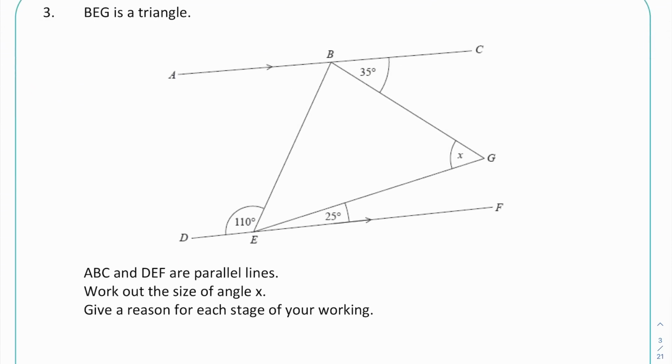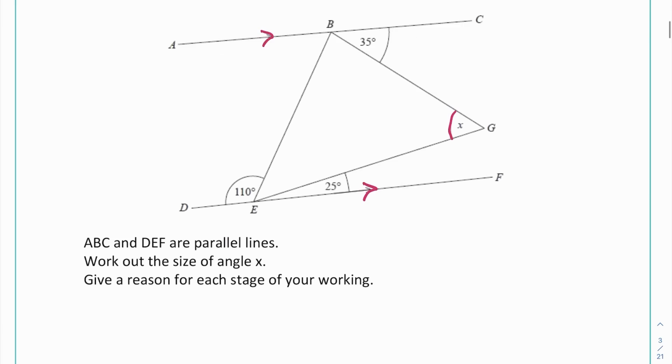Now in this question we've got some parallel lines. It says A, B, C and D, E, F are parallel lines as shown by these arrows. So we need to find a way of getting the size of angle X, which is just here. Now that's within a triangle, so hopefully we can find the other two angles in the triangle, and it does say give a reason for each stage of your working.